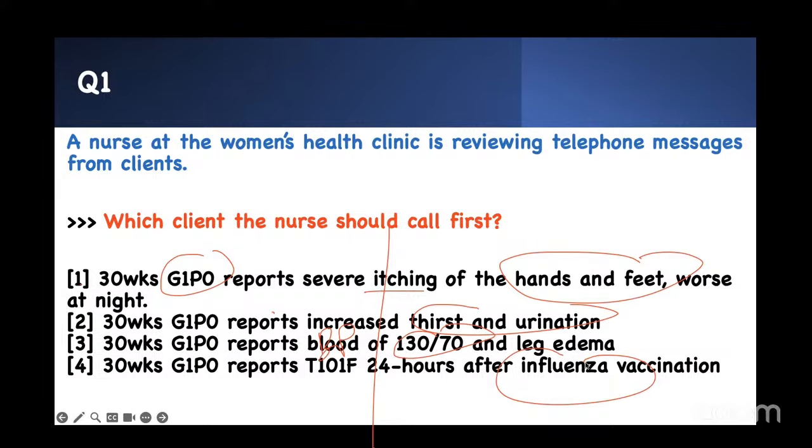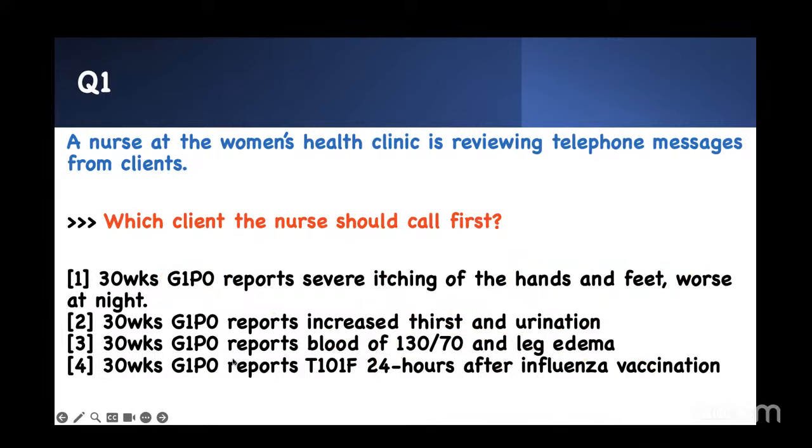Cause and effect. Why is your temperature 101? Because you had influenza vaccination. Your blood pressure is 130/70 and you have leg edema. You're pregnant, right? You have increased thirst and urination. You're pregnant. You have severe itching of your hands and feet, but this is happening in the evening. If you know the answer, you can put it in the comment. But let me know, 10 seconds, what do you think? Which patient should we see first? Put your answer in the comment and tell me who you want to see first.